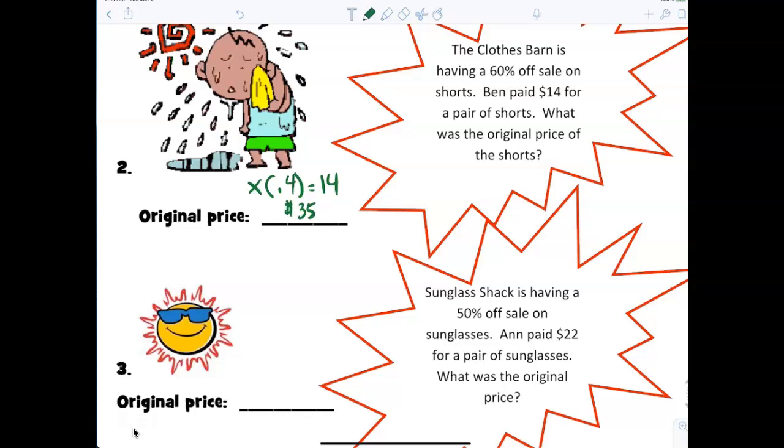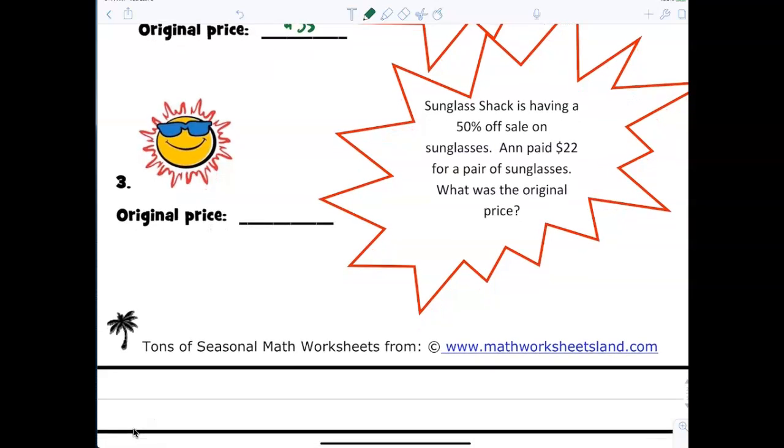Next. Okay, so you do X and then in parentheses 0.50, and then you would do equals 22. Now, everybody should know that was kind of the easiest one. If something's 50% off, you're just dividing it by 2. So how much were your glasses? $44, right? There are times when 50% is just, you paid half. That's a good example.